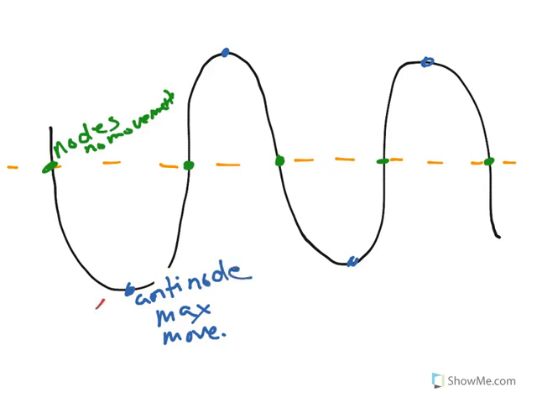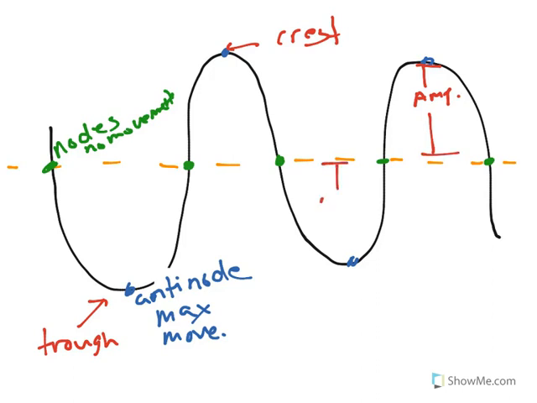We should also point out that this is the trough and this is the crest. And then also this is known as the amplitude. The amplitude is the distance from the midline to either the crest or the trough, so this is also an amplitude.